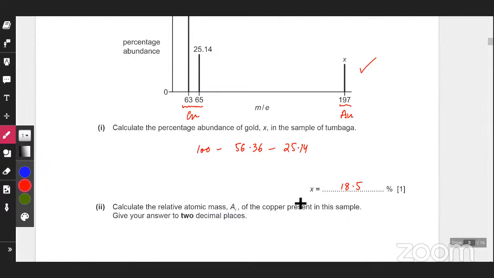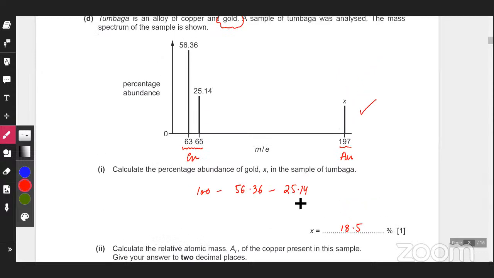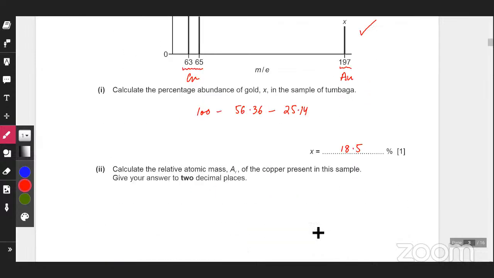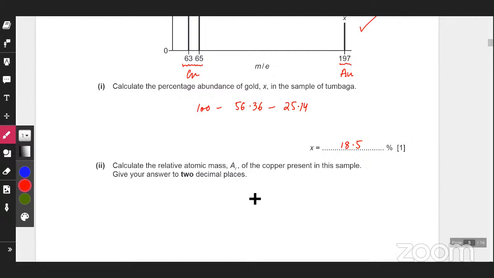See if I'm getting 18.56. No, it can't be 18.56. Can you try this again? Entering 56.36 and 25.14, it should be exactly 18.5. Okay, yes, 18.5. So now calculate the relative atomic mass of the copper present in the sample.